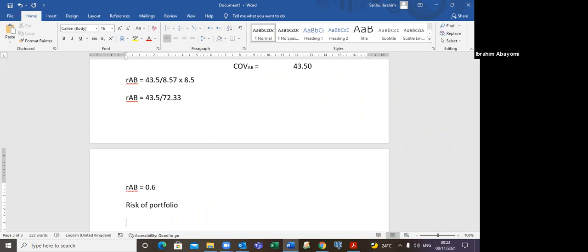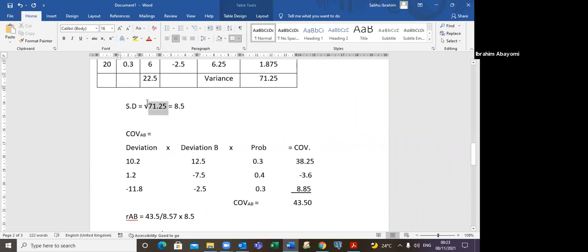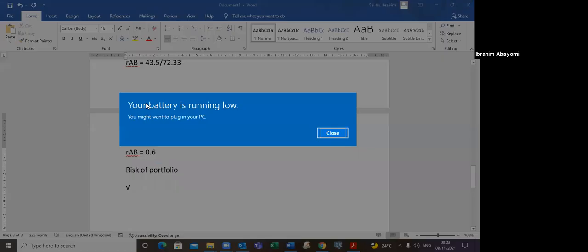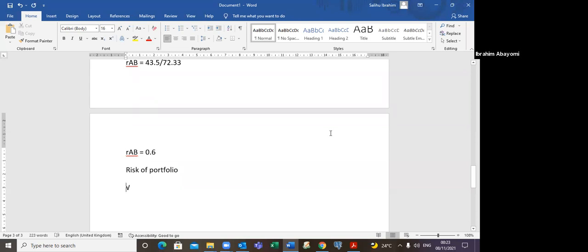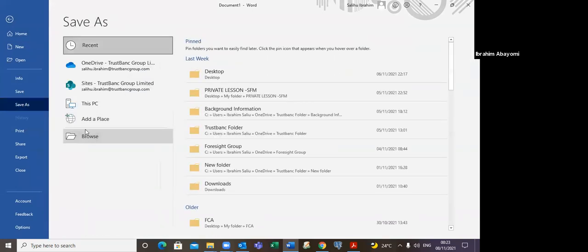Risk of portfolio is given as square root of, okay, let me write this one. Risk of portfolio. My battery is down. Okay. Let me save this so that I will not lose my document. One minute.